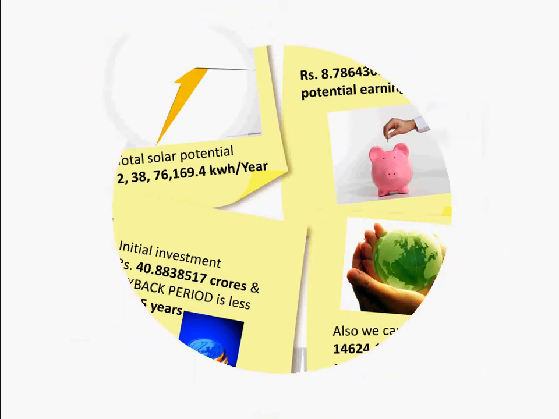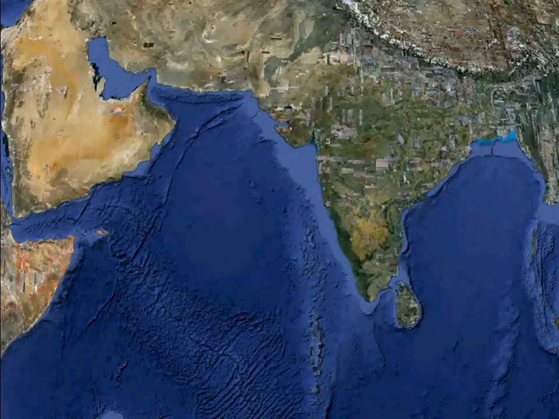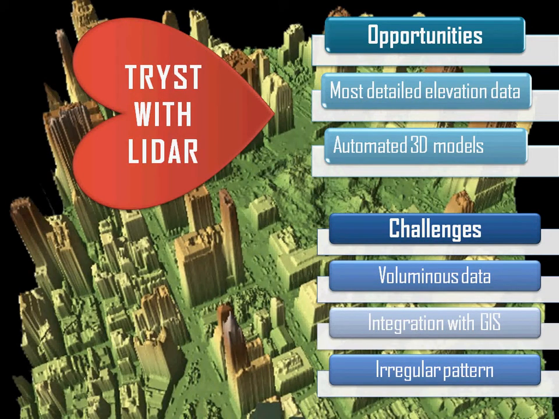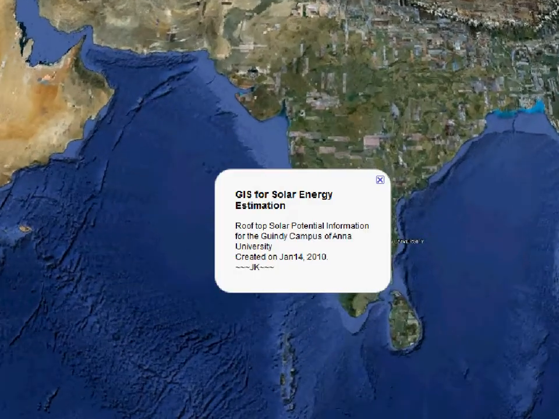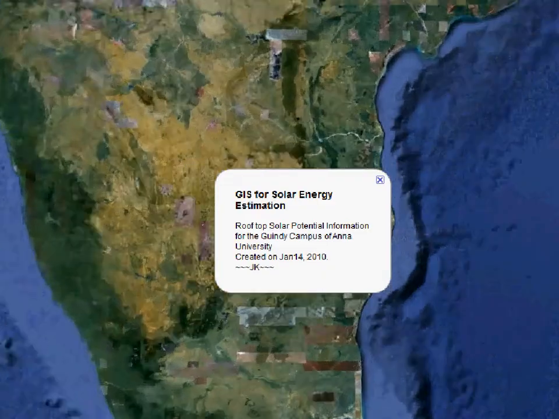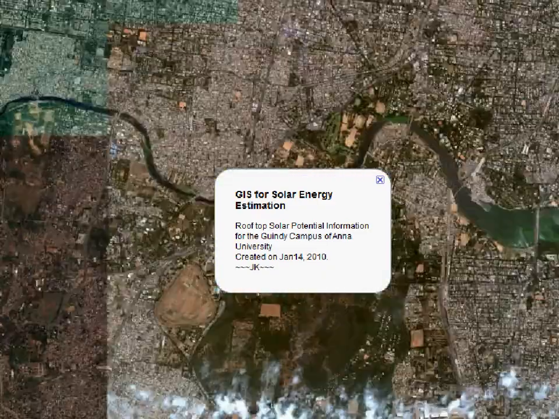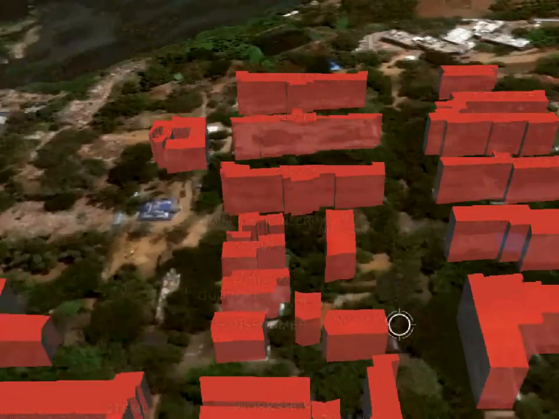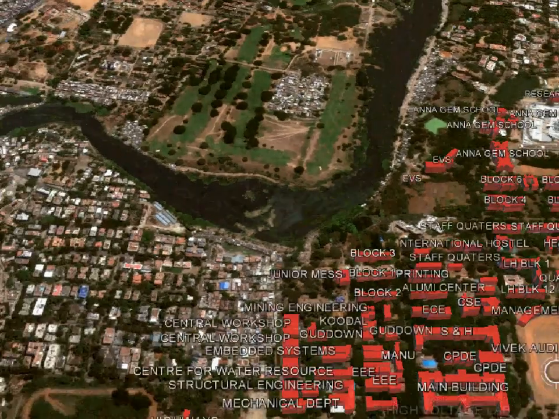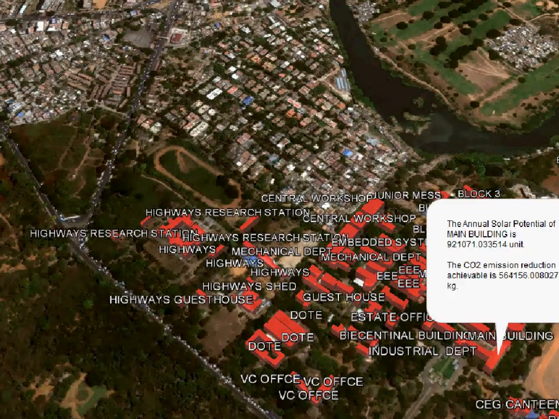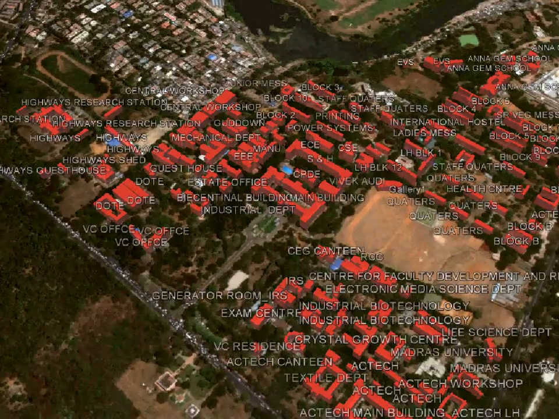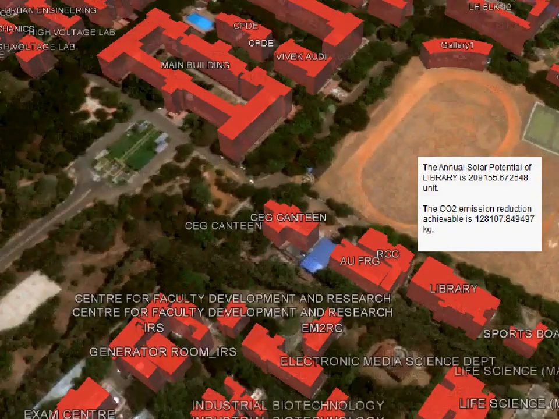Coupled with good GIS visualization techniques, the concept of using GIS to determine the solar potential at macro scale served the purpose effectively. Here you can see the results for our campus, where you can see the 3D models of our buildings, where the user can click a building and get the information of the solar potential and possible carbon dioxide savings that he can achieve by converting to solar energy.